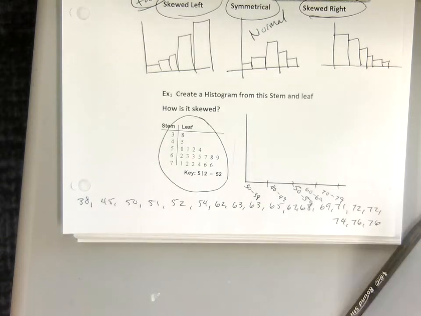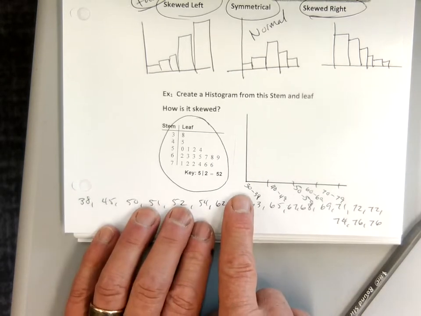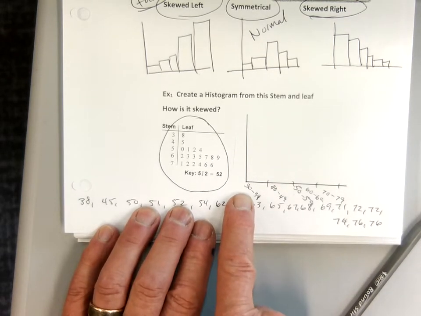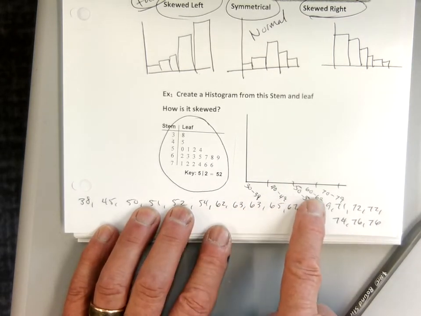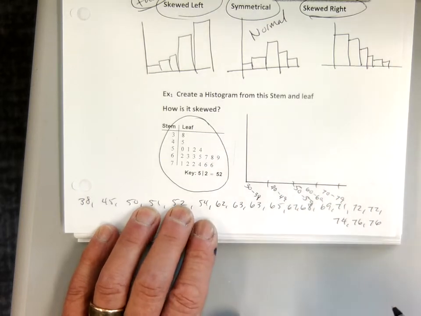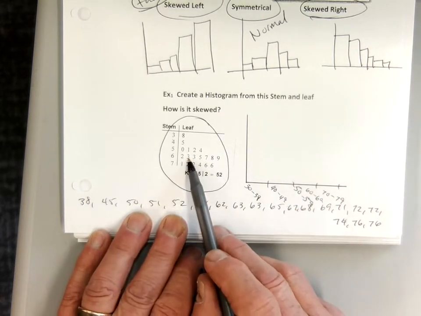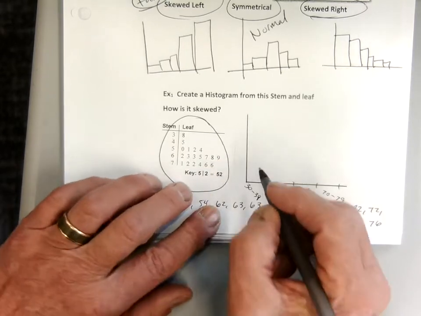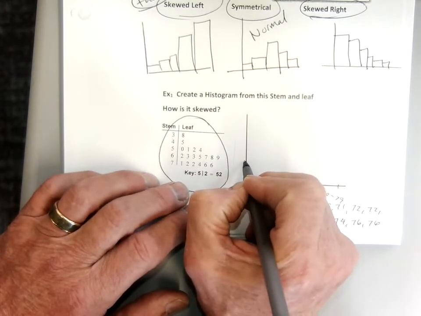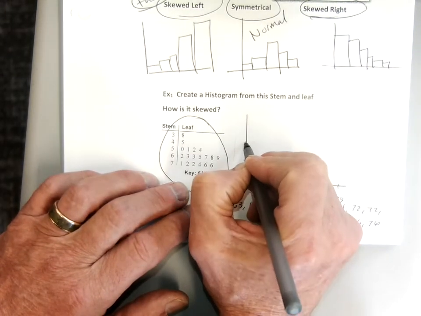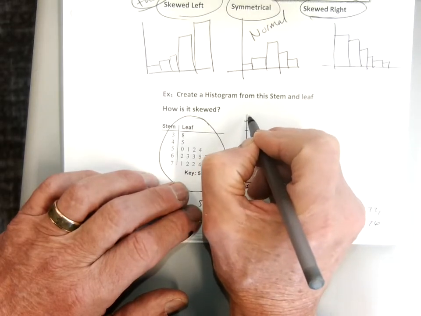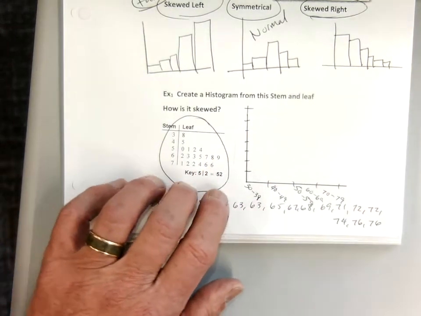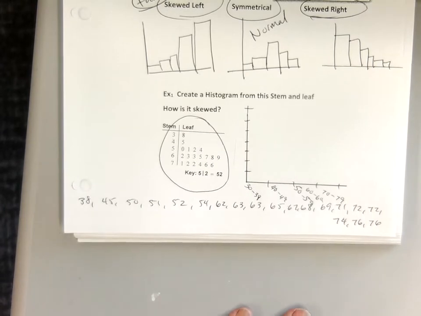Okay, I'll let you catch up. So I did my intervals. We're making a histogram. 30s, 40s, 50s, 60s, 70s. Okay. Everybody good? Am I going too fast?